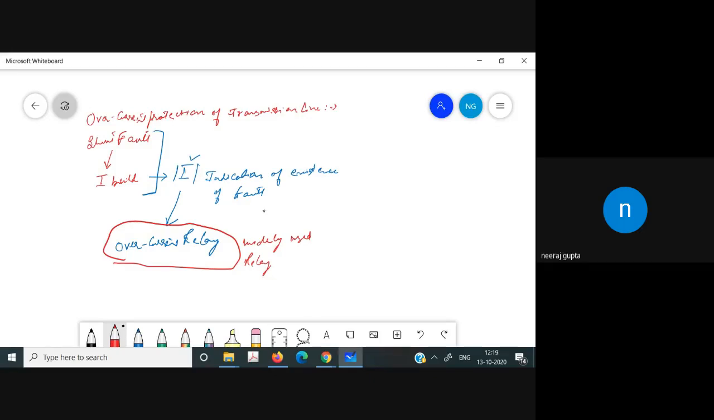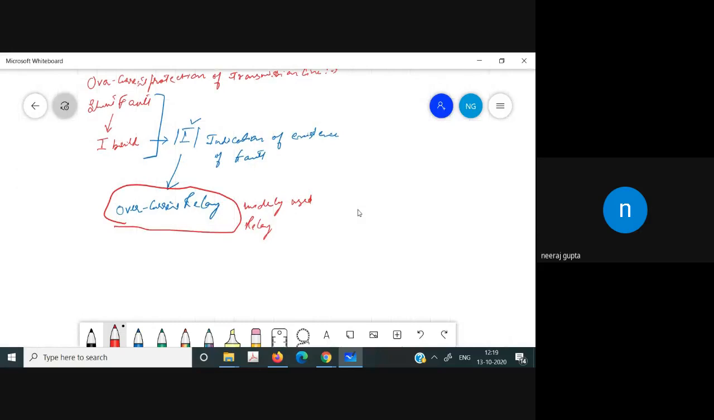However, in certain cases, it is required that the direction of the current should also be taken into consideration. In some protection schemes, only the magnitude of the current is required, without any consideration of the phase angle. This type of relay, in which only magnitude is required, is known as the non-directional overcurrent relay.